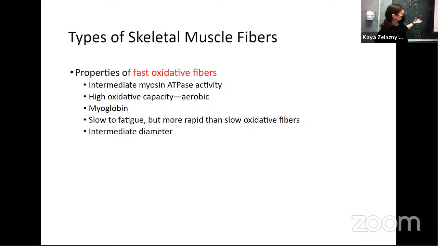They need an intermediate amount of oxygen, and they are slower to fatigue than our fast glycolytic fibers, but they're more rapid than these slow oxidative fibers. So pretty much on everything, they're in the middle. So we've got fast glycolytic, slow oxidative, and then our intermediate are the fast oxidative.